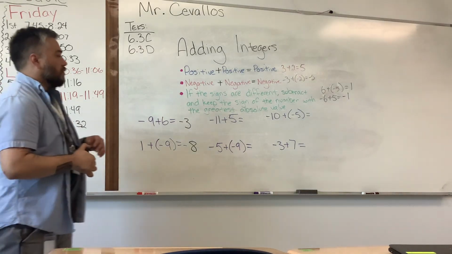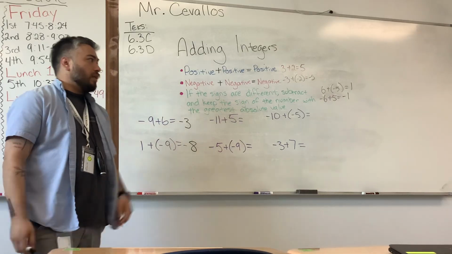For negative 11 plus 5, you owe somebody $11.